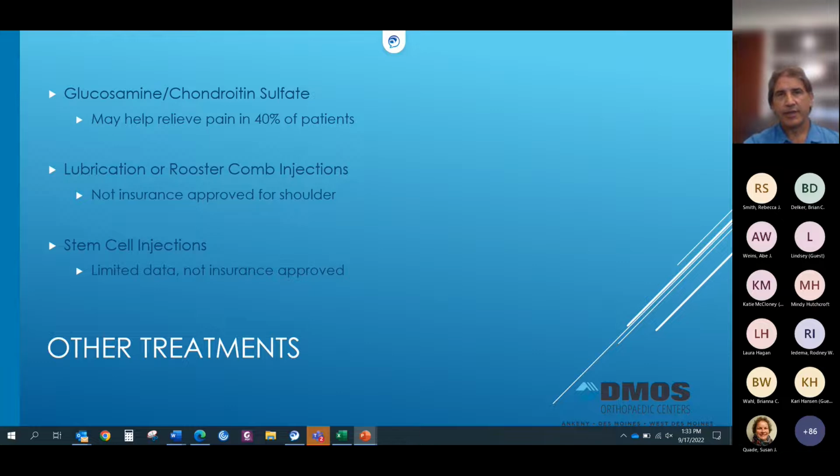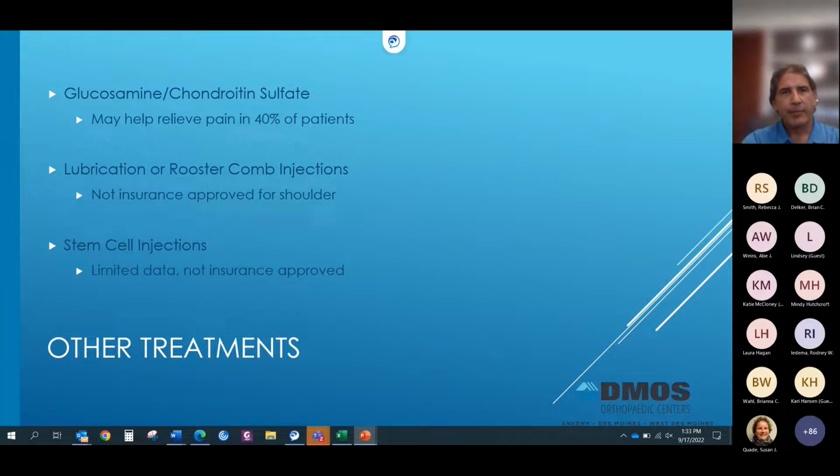The Synvisc type things are the gel injections that we use in knees quite a bit, which are not new things, but they're advertised heavily now in the newspapers here in Des Moines by some clinics. So the hyaluronic acid really doesn't have any role in the shoulder at this time. It's not covered by insurance, and not a lot of evidence shows that it works.